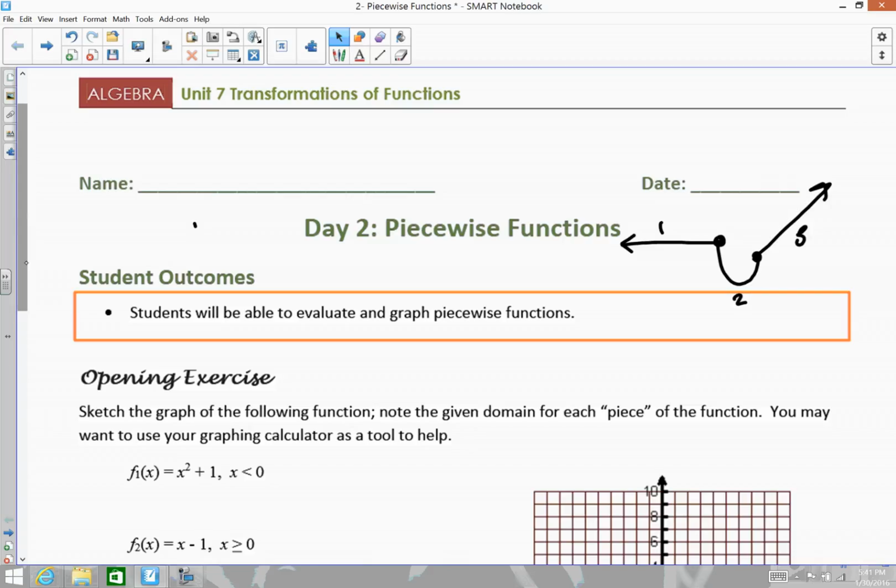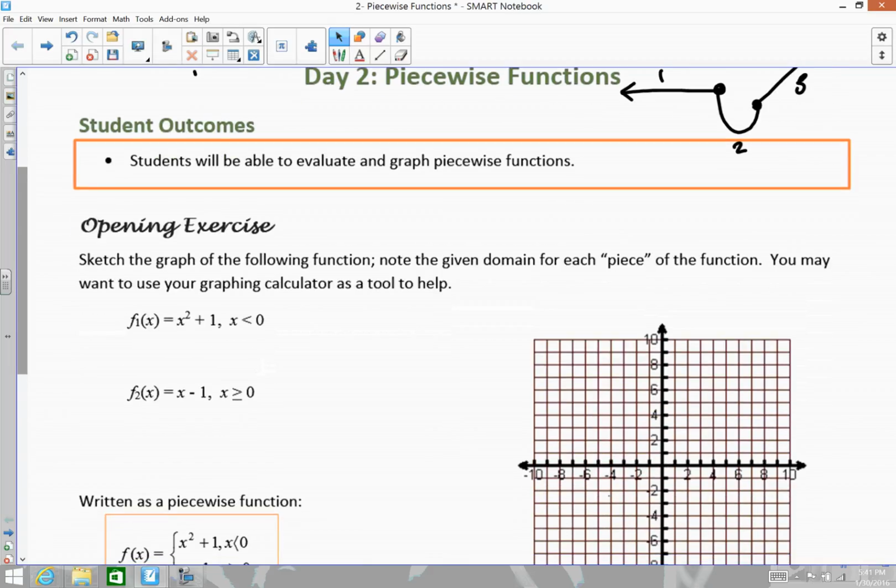So let's look at this first opening exercise here. It wants us to sketch the graph of these two parts, and in the end, we're going to come up with what's called a piecewise function. The first part is going to be this equation here. Remember, this f with a little subscript 1 just means that's the first part, and then f2 is the second part that we're going to look at. This is essentially the same thing as saying y equals x squared plus 1. The important part of this, though, is what we're going to call our constraint, or our domain restriction.